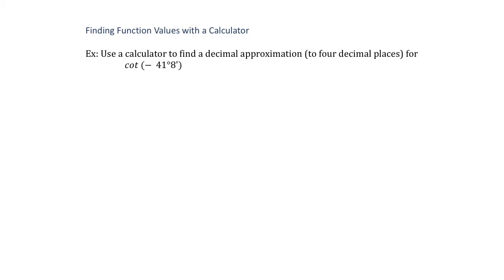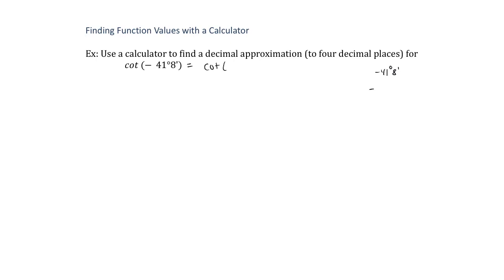In this example, we're going to use a calculator to find the decimal approximation to 4 decimal places for the cotangent of negative 41 degrees, 8 minutes. A lot of calculators, like a TI-84, might have degrees and minutes, but Desmos doesn't. So I'm just going to convert that. Let's see, negative 41 degrees 8 minutes.